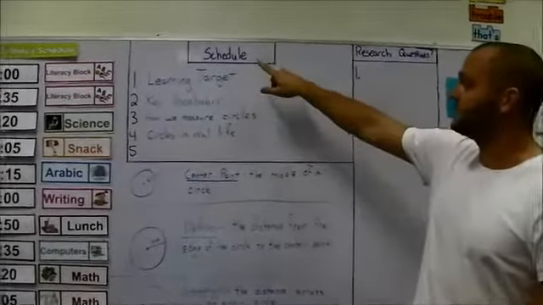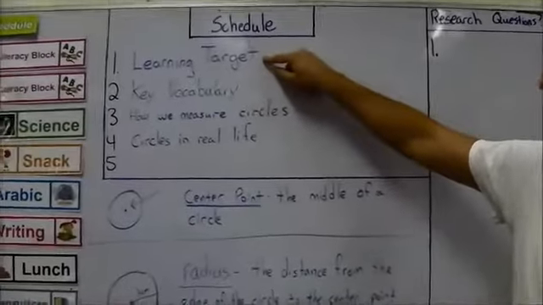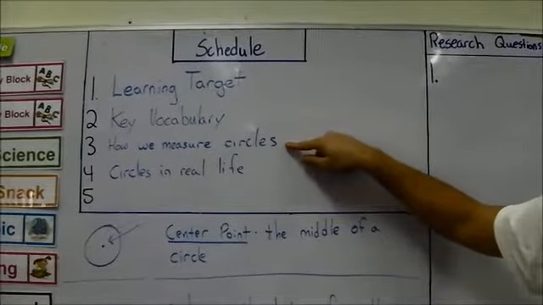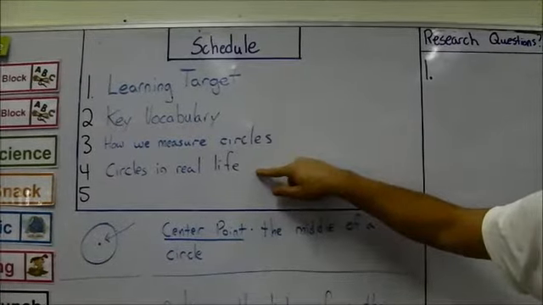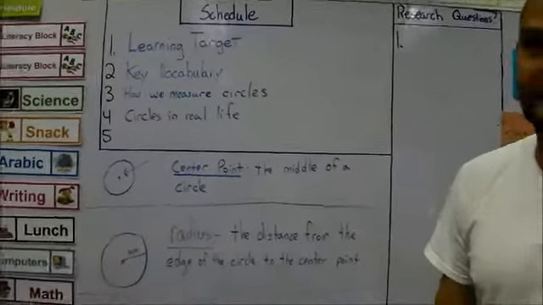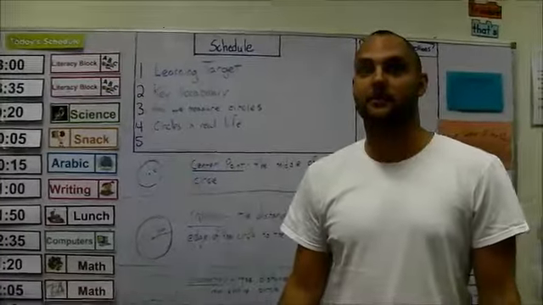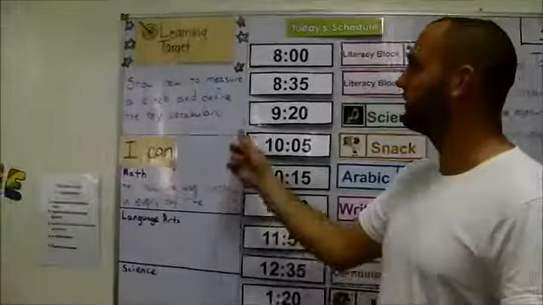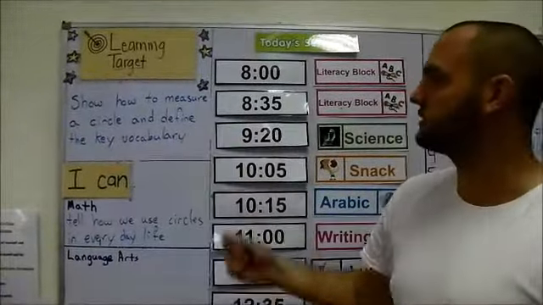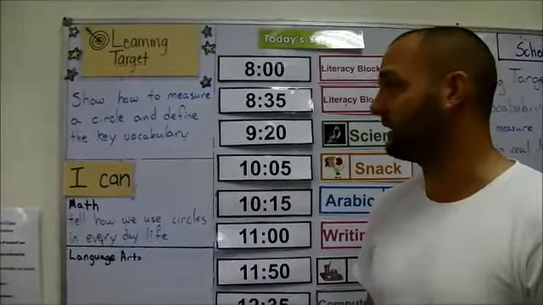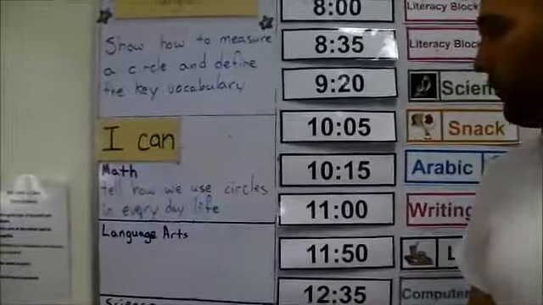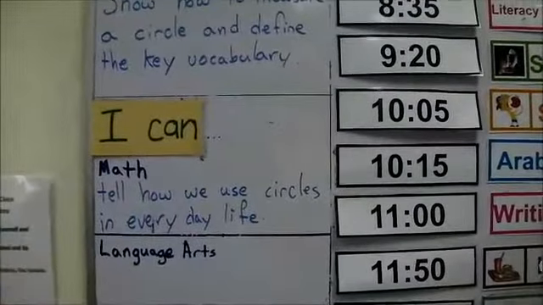Let's take a look. The schedule for today is we're going to do our learning target. We're going to talk about the key vocabulary. We're going to talk about how we measure circles. And we're going to talk about circles in real life. So if you had to guess, I'm sure you would guess now that we are talking about circles today. All right. So our learning target says, show how to measure a circle and define the key vocabulary. Then I can tell how we use circles in everyday life.